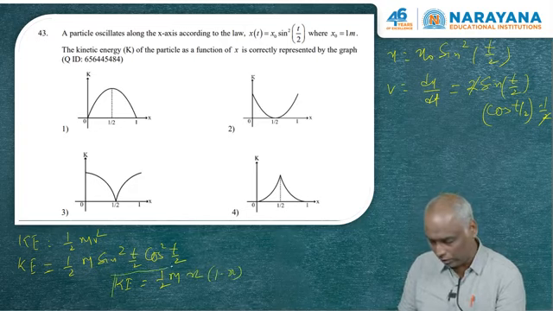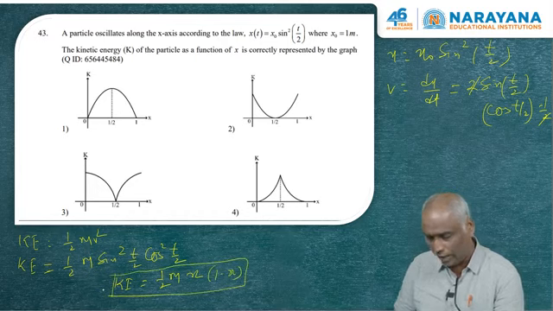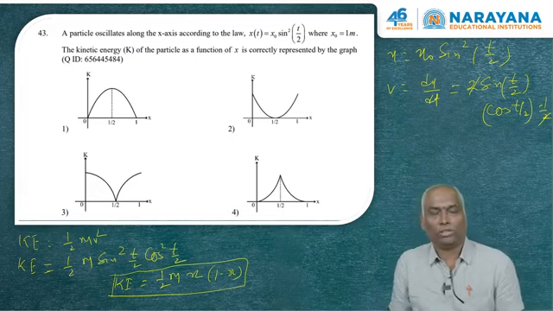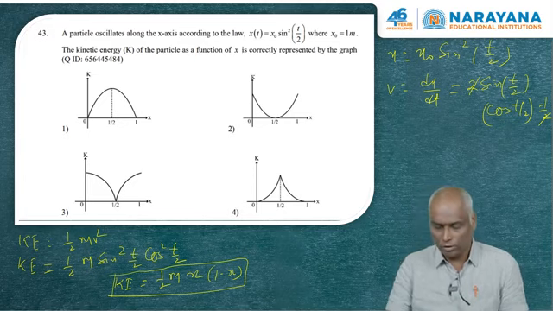So looking at this equation, we can understand that the kinetic energy is 0 when x is equal to 0, as well as kinetic energy is 0 at x equal to 1 meter. It is going to be maximum at x equal to 1 by 2. Therefore, option 1 is going to be correct.